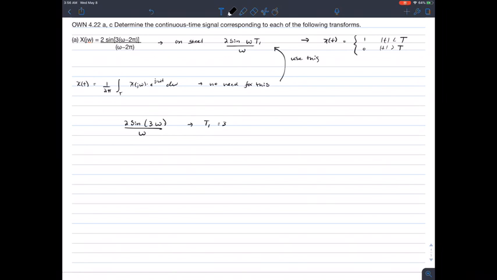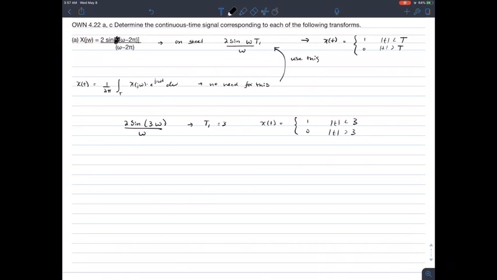So that's why your T1 is important, okay? So right now your x of t is equal to 1, 0. Absolute value of t is less than 3, okay? And 0 when absolute value of t is greater than 3. Okay? So that gets rid of that. So now you're left with a time shift of 2 pi, okay, to the right.